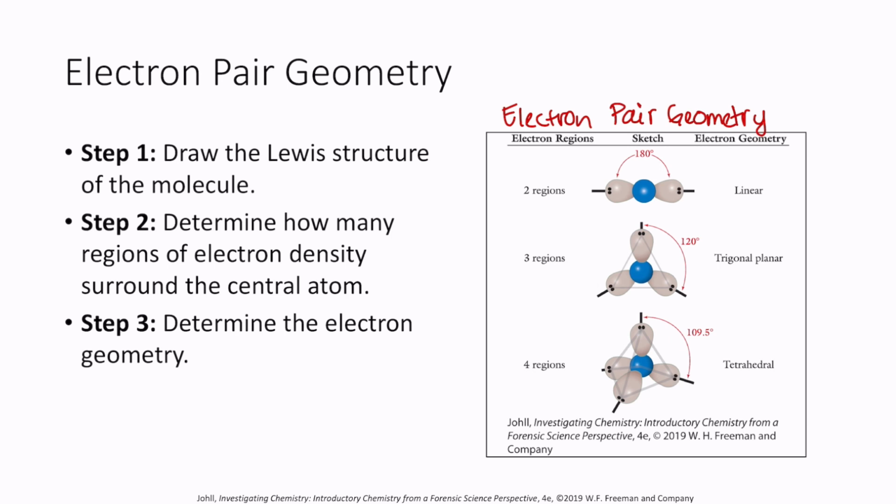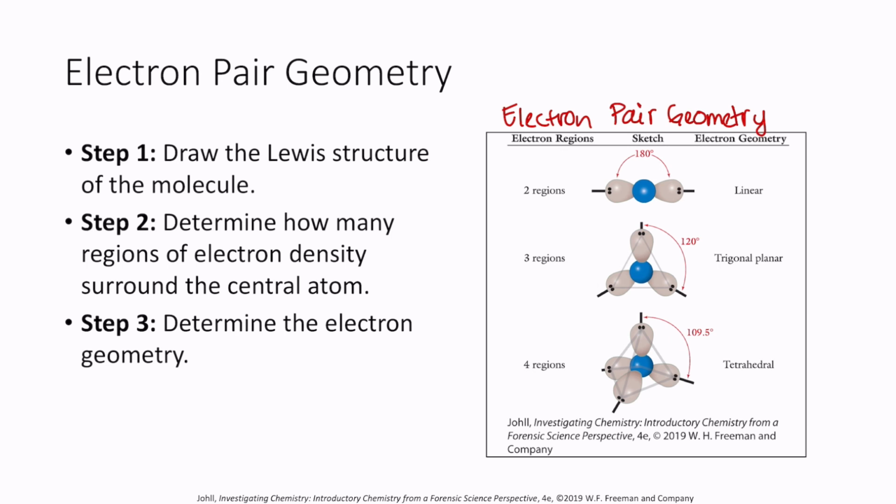So the first thing you're going to do is draw your Lewis structure and then determine how many regions of electron density surround that atom. What I like to do is just look at the sides of the atom. How many sides of the atom are taken up? Where I see a lot of mistakes is a single bond is an electron region, but a double bond is also just one electron region. So don't count that as two.